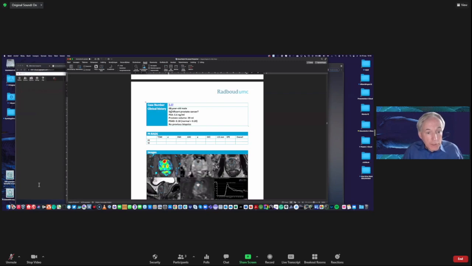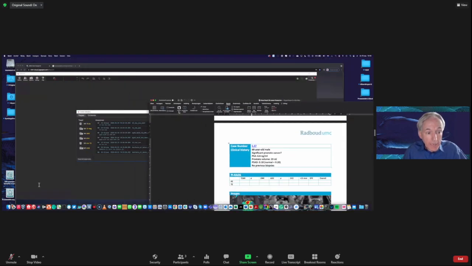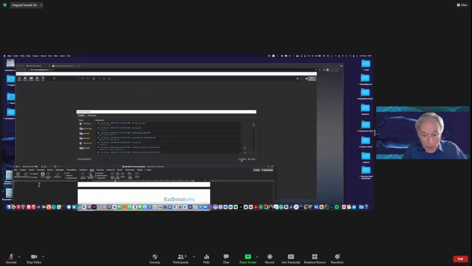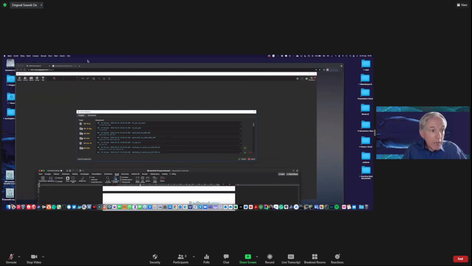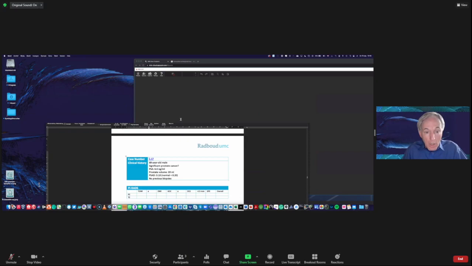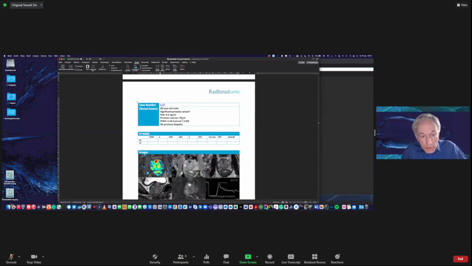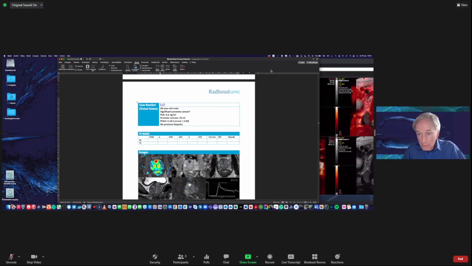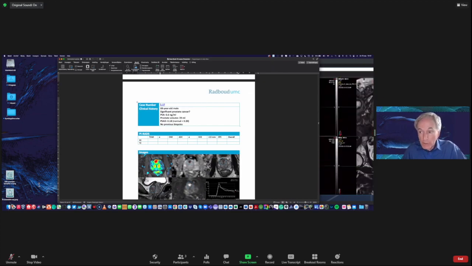Now, this patient is a 60-year-old man with the question, my PSA is a little bit elevated, 6.6. Do I have a prostate cancer? Now, his prostate volume is rather small, it's 39, and he has a PSA density of 0.18. Now let's look at the images.